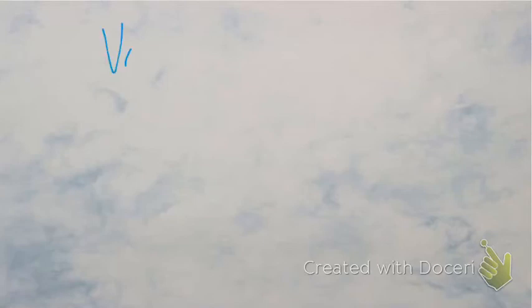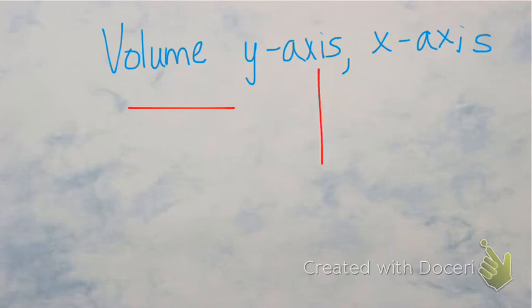Okay, so we're talking about volume still, and we have already talked about what happens when you rotate it around the y-axis and what happens when you rotate it around the x-axis. I'm going to review a couple problems like that real quick. But then what I really want to talk to you about is what happens if you rotate it around a horizontal line or a vertical line.